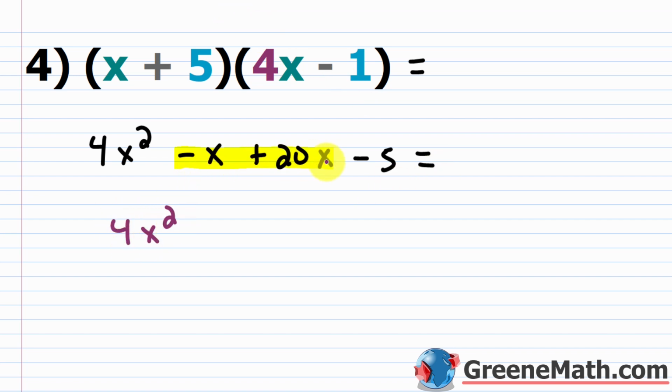Negative x plus 20x. Again, you could put a little 1 there, so this becomes negative 1. So negative 1 is the coefficient here, and 20 is the coefficient here. Negative 1 plus 20 is positive 19, so plus 19x, and then minus 5. So no more like terms. We get 4x squared plus 19x minus 5. Let me make that a little bit bigger so that it's more clear.